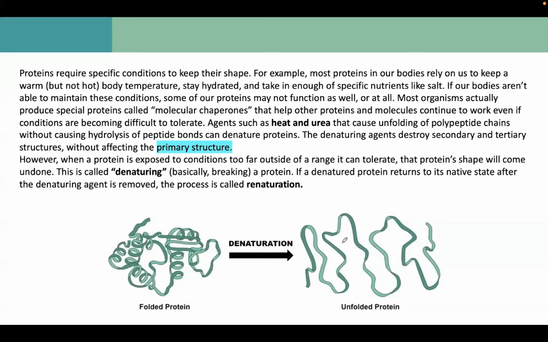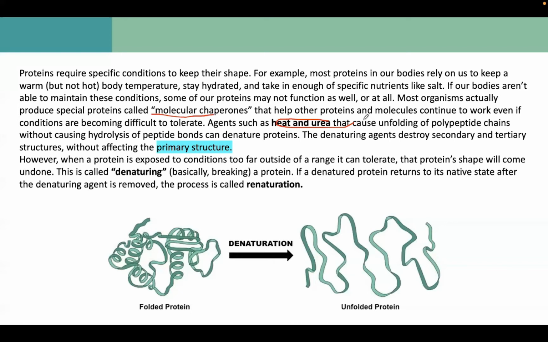optimally. Okay? If our bodies aren't able to maintain these conditions, some of our proteins may not function as well or at all. And most organisms actually produce a special protein that is called molecular chaperones that help other proteins and molecules to continue to work even if conditions are being difficult to tolerate. Agents such as your heat and urea, please do take note, cause unfolding of polypeptide chains without causing hydrolysis of peptide bonds can denature proteins. The denaturing agents destroy secondary and tertiary structures without affecting the primary structure.